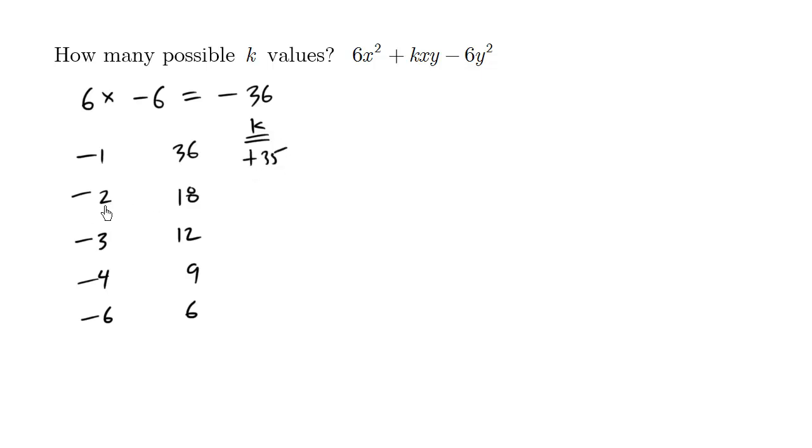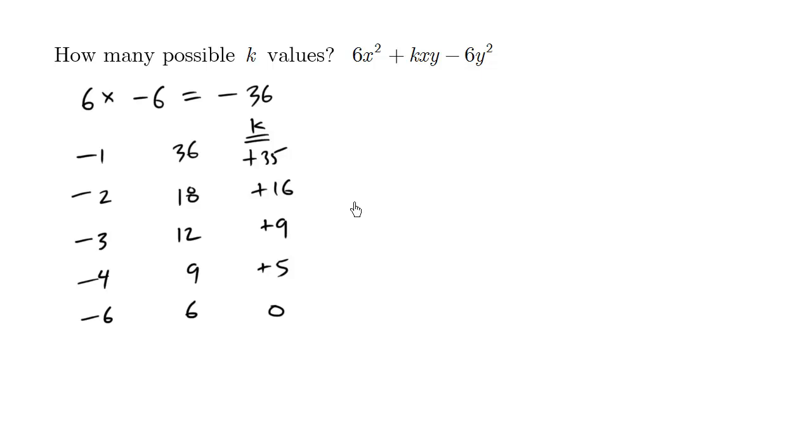And then -2 plus 18 would be +16. And -3 plus 12 would be +9. And 9 minus 4 is +5. And then 6 minus 6 would be 0. So when we add these two numbers, we get 0 as a k-value. So we already have 1, 2, 3, 4, 5 different k-values.